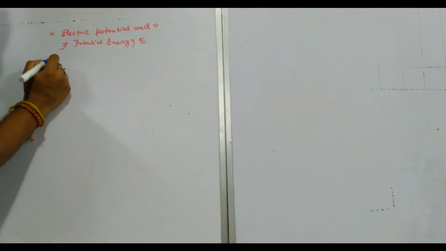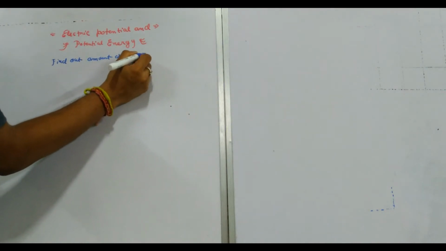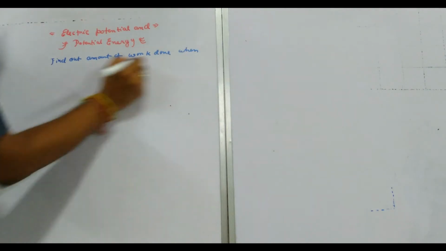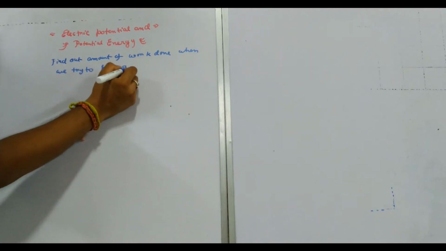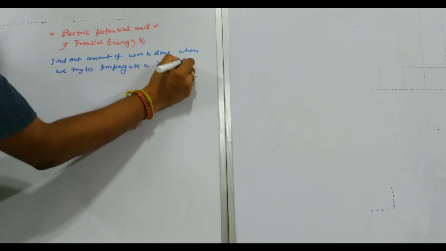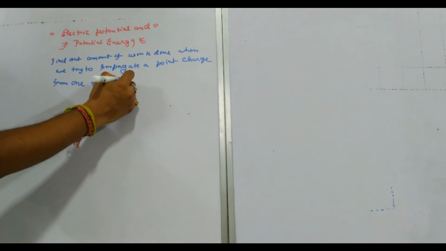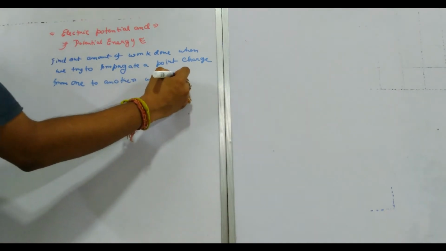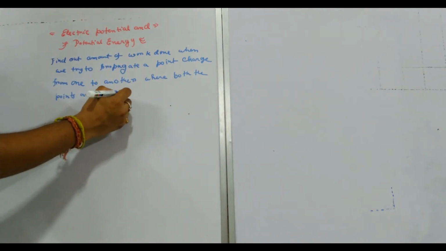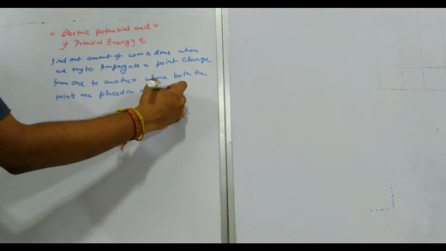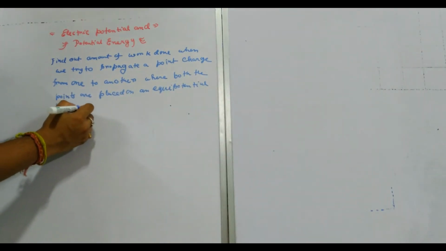Now we are trying to find out the amount of work done when we try to propagate a point charge from one point to another, where both of the points are placed on an equipotential surface.